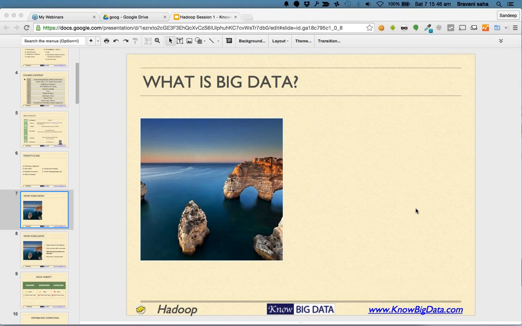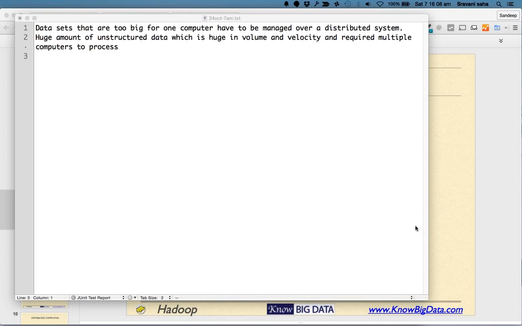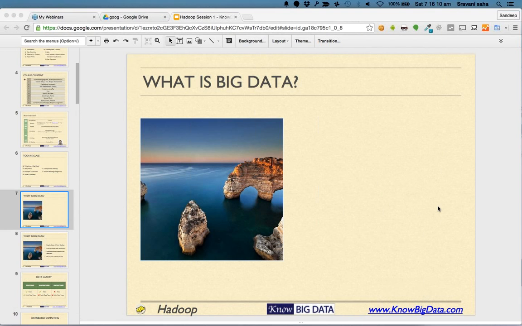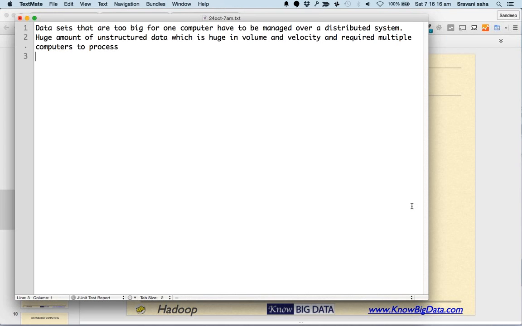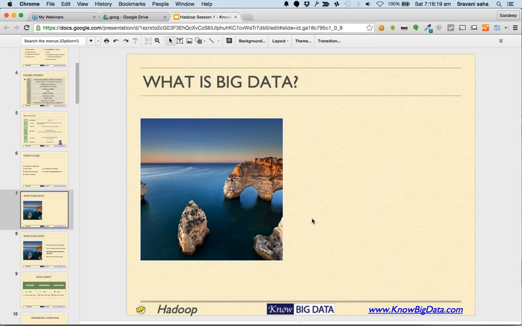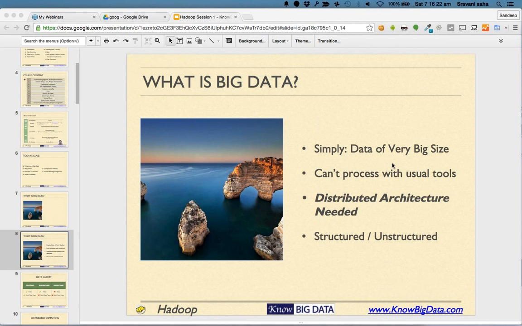All right. Anand says that it's a huge amount of unstructured data, huge in volume and velocity, and requires multiple computers to process. Brilliant. Great, great set of answers I'm having. So the bigger answers, I'm generally keeping in the notepad so that all of you can see them at a later point of time. All right, great.